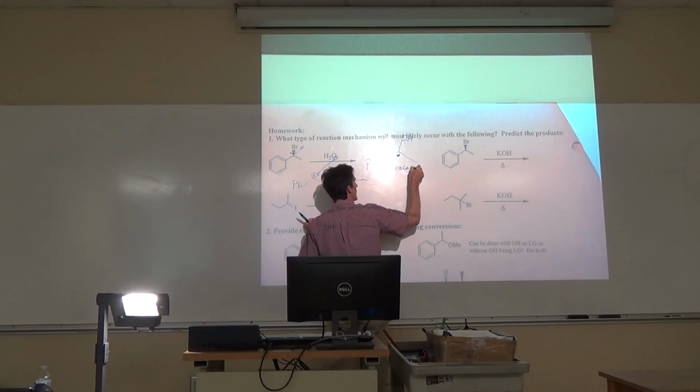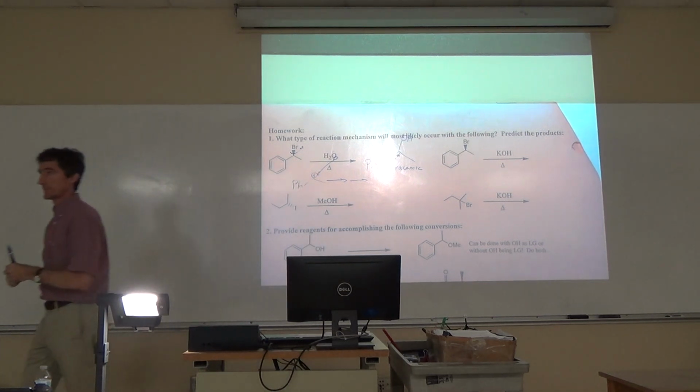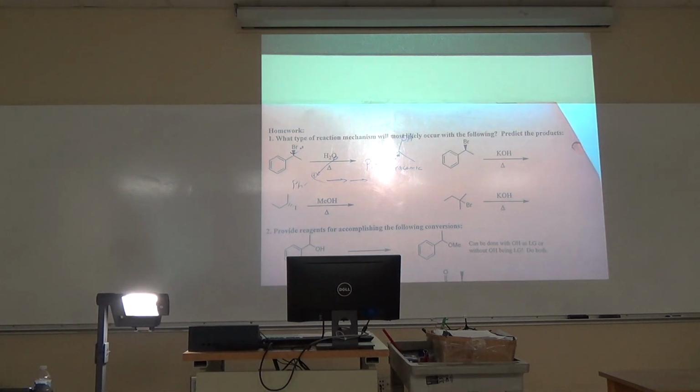Racemic. Half the molecules will be R, half the molecules will be S. Because how do you attack a carbocation? From the front or back? 50-50 chance. How about the one on the right? It's the same product.